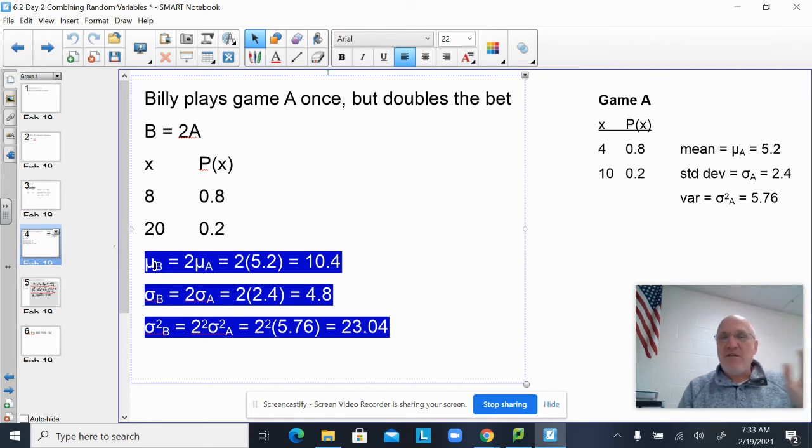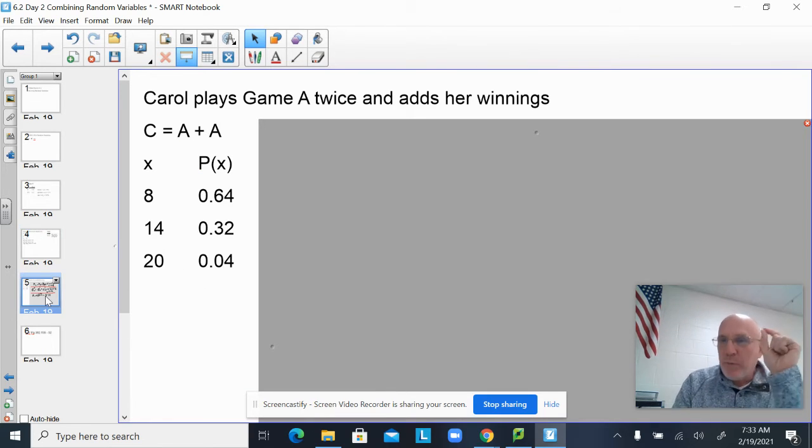And then the variance is just the standard deviation squared. So that's not tragically surprising. Again, that's Billy. He only played the game once and he doubled his bet. So B was 2A. Let's compare that to Carol, who plays game A twice and adds her winnings.